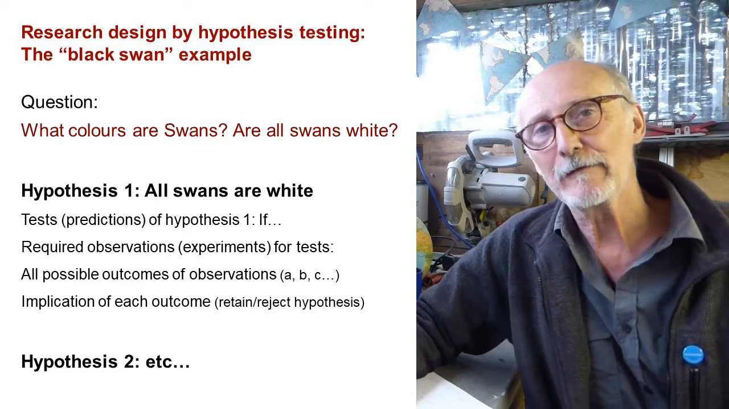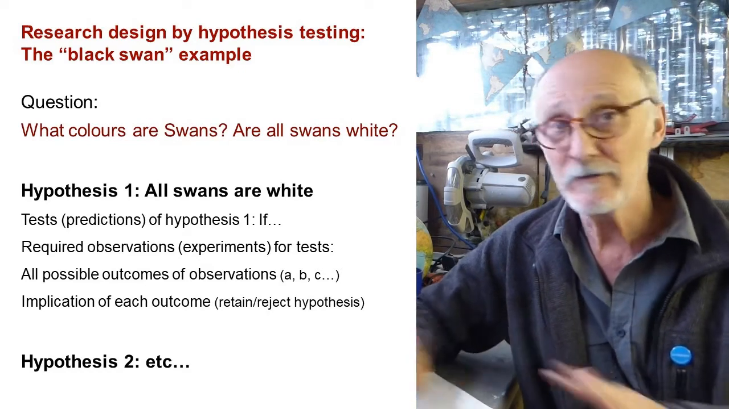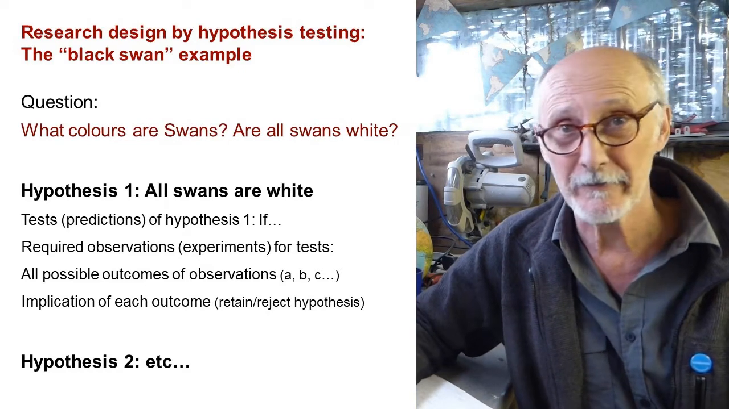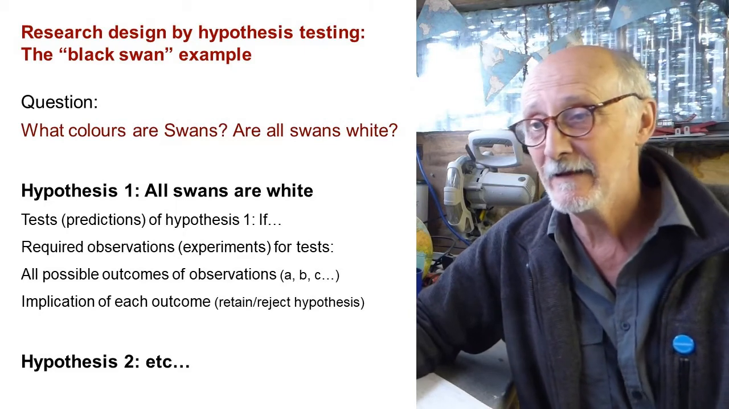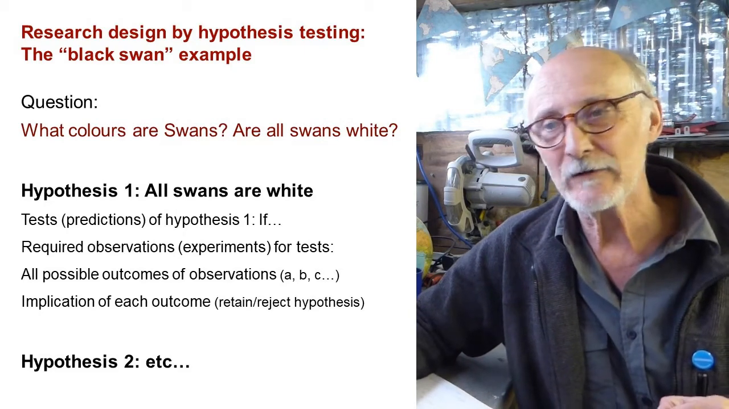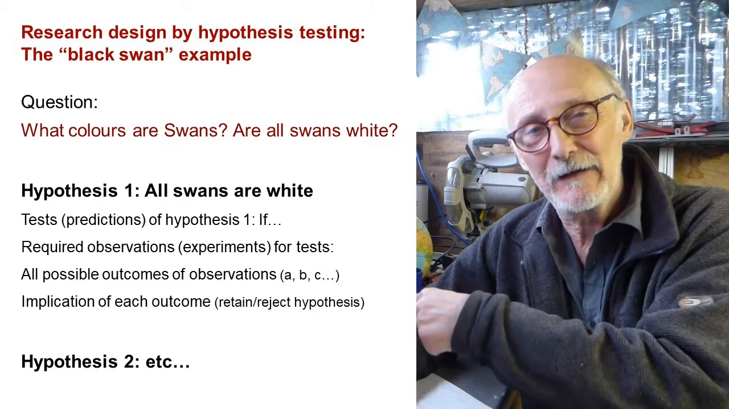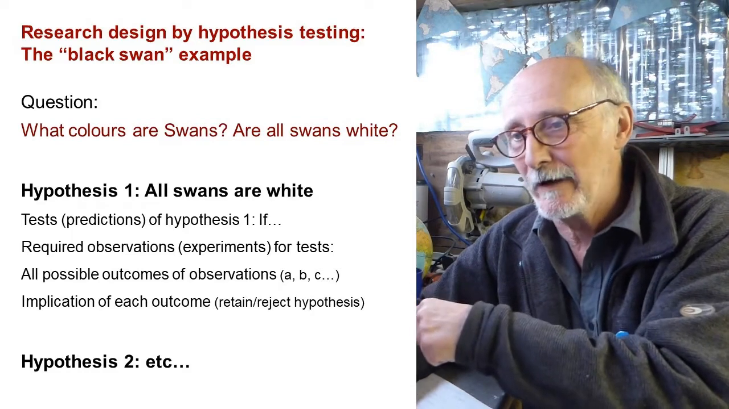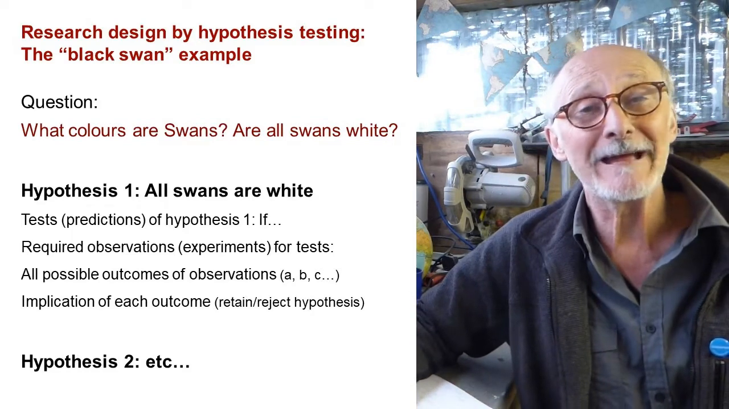Well, if all swans are white, then we shouldn't be able to find a black one, a blue one, a pink one or anything else, because they're all white, so there can't be any other colours. So what's our required observation? Go and look for colours of swan that aren't white. So what are the possible outcomes?